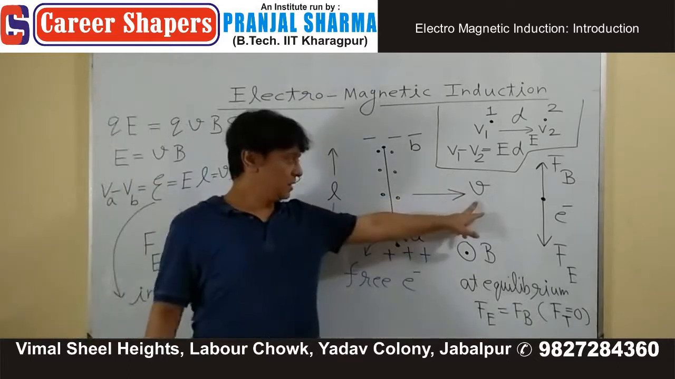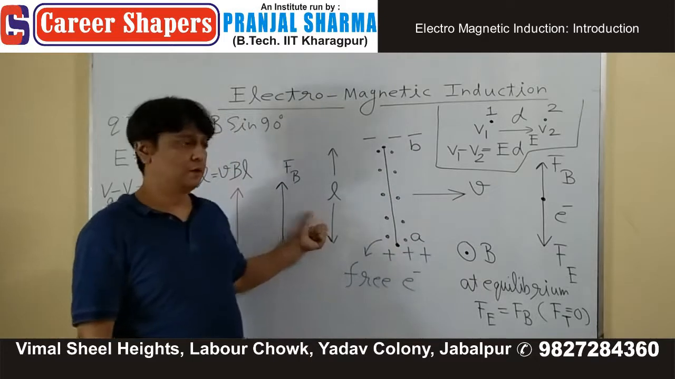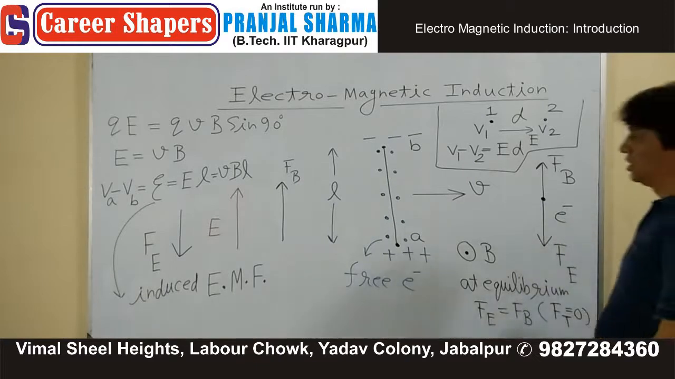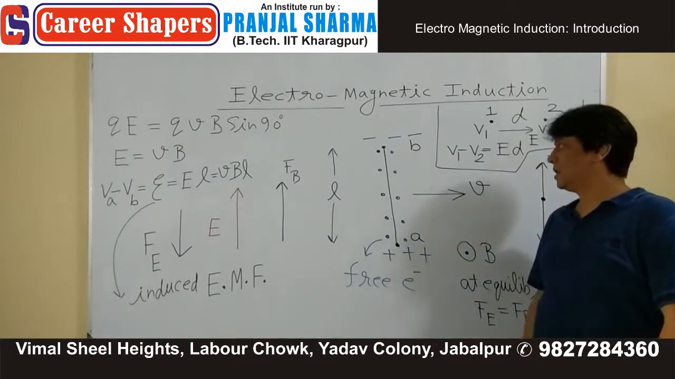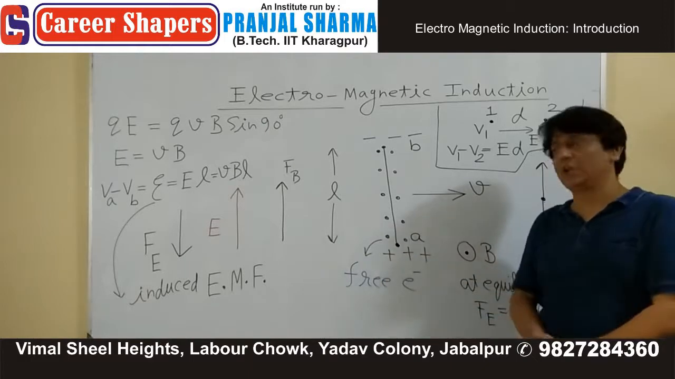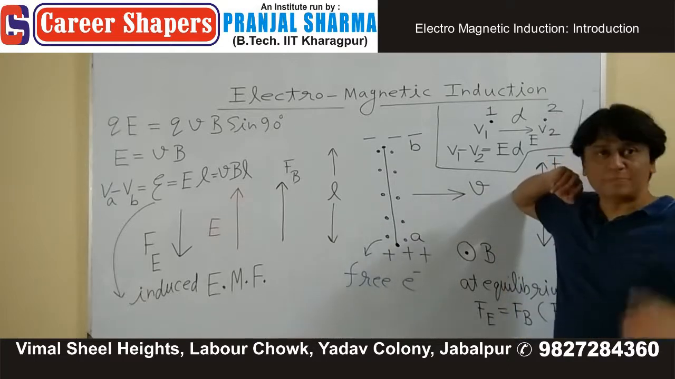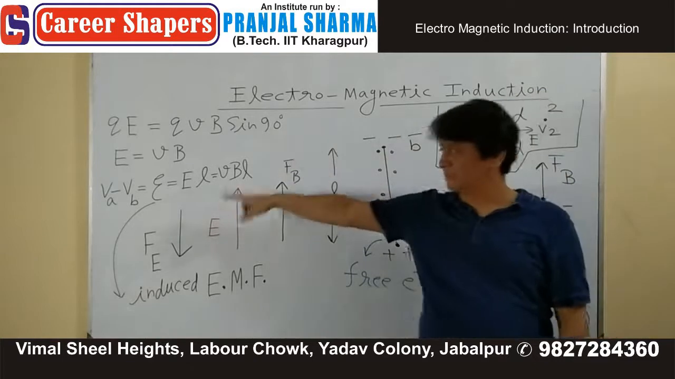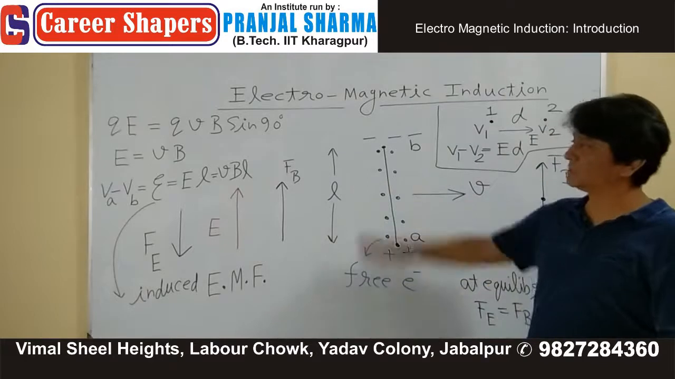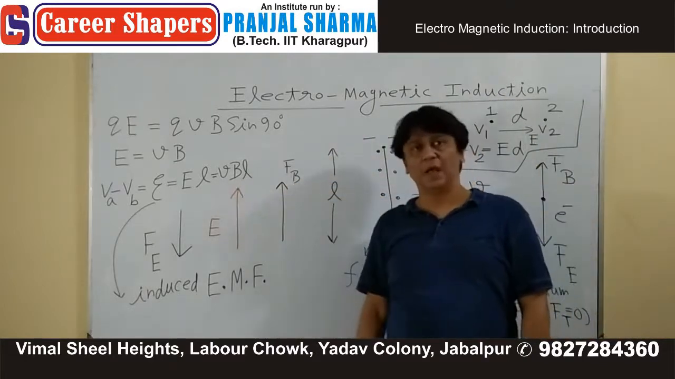If V, B and L all three are mutually perpendicular, then the magnitude of induced EMF is simply VBL.